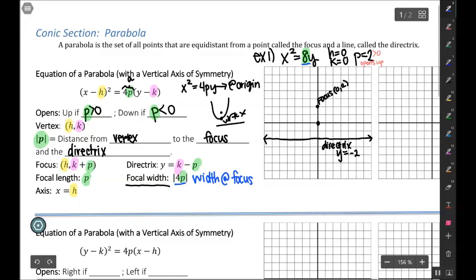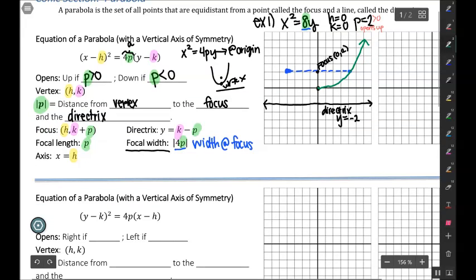So what I do is I cut it in half. So I think 4 and 4. And I go left and right 4 from the focus. And at the end of that, you can put some points. And then that is how we're going to graph the parabola very quickly. Make that a little nicer. Okay.